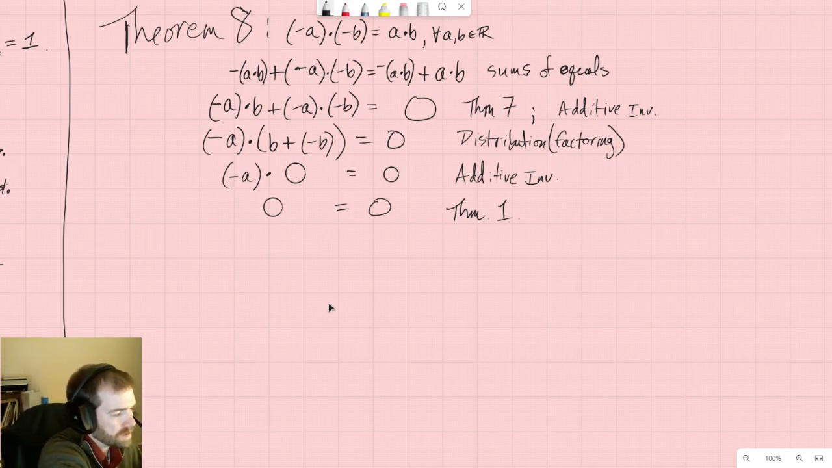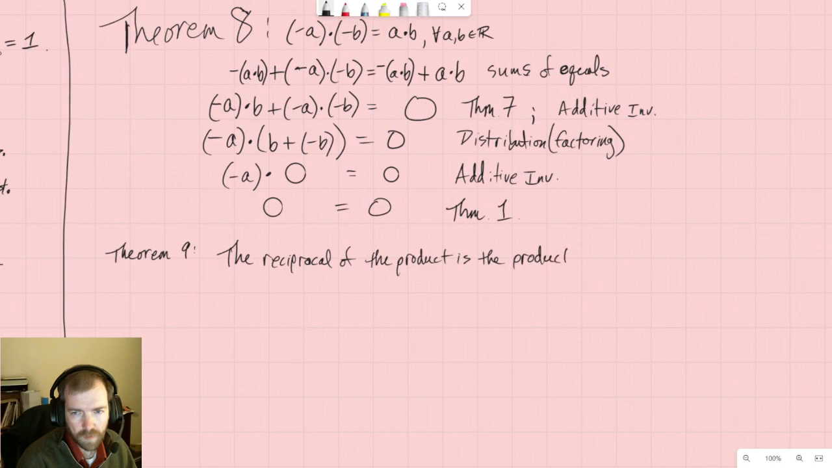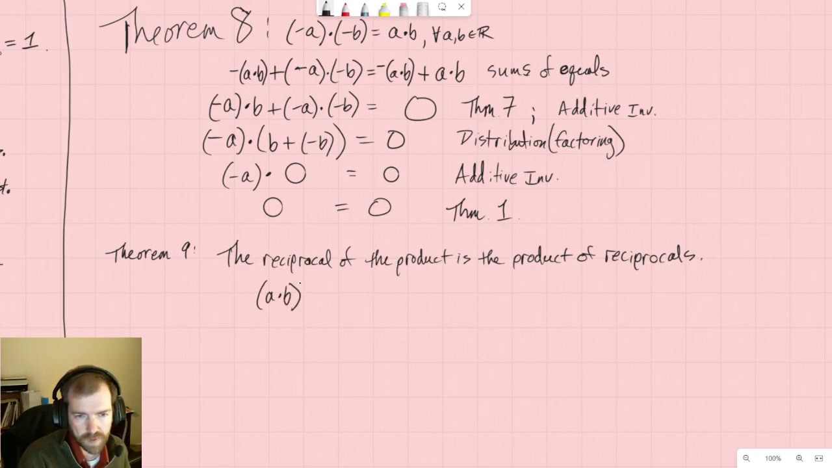All right, so we got Theorem 8. All right, Theorem 9. Theorem 9 states the reciprocal of the product is the product of reciprocals. So here we have AB, a times b, all raised to the negative first power, is going to be equal to a to the negative first power times b to the negative first power.